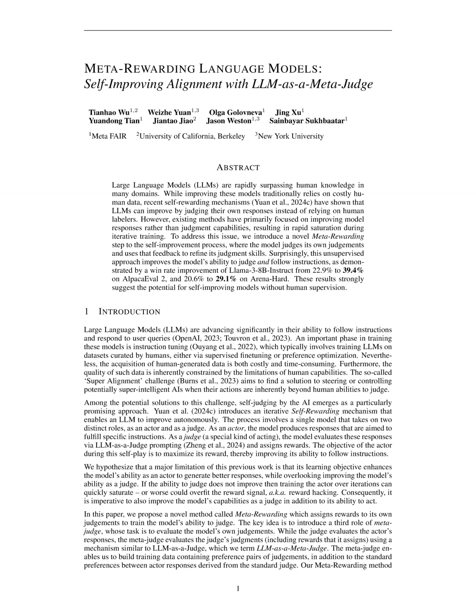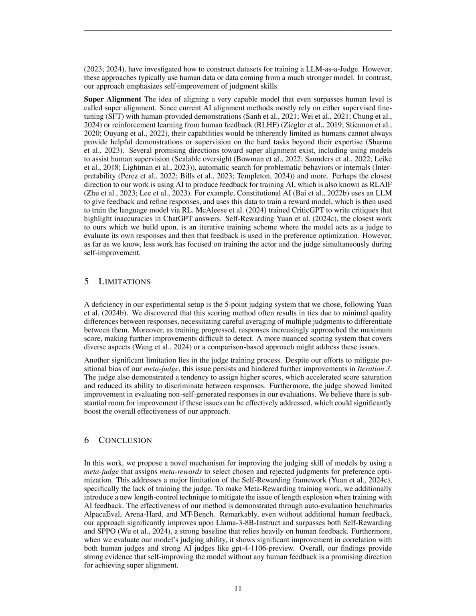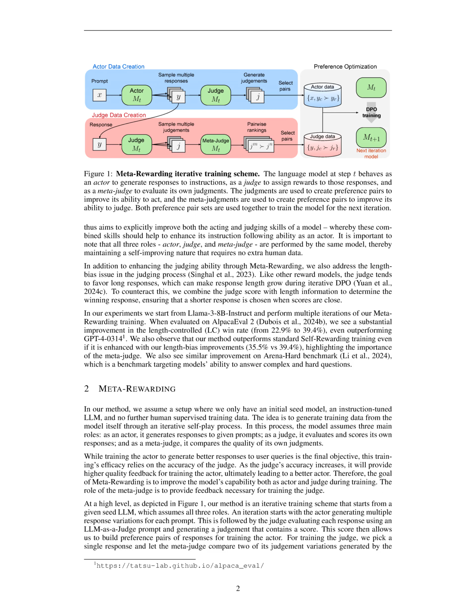The authors identified several limitations regarding the meta-rewarding method, particularly in the evaluation process. One significant issue is the 5-point judging system, which often leads to ties due to minimal quality differences between responses, complicating the differentiation of scores. Additionally, as training progressed, responses tended to approach the maximum score, resulting in score saturation that hindered the model's ability to detect further improvements. The authors also noted that despite efforts to mitigate positional bias in the meta-judge, this issue persisted, particularly affecting the judge's performance in iteration 3.